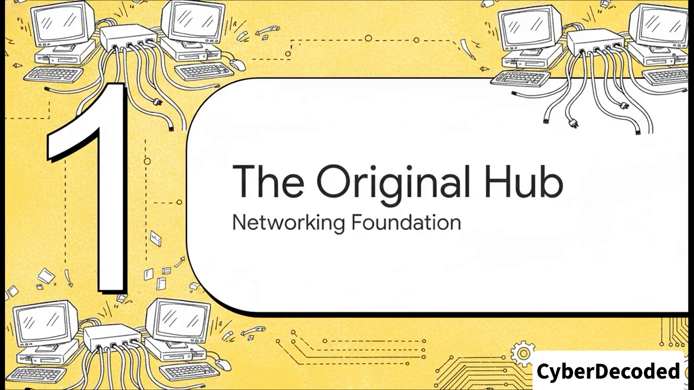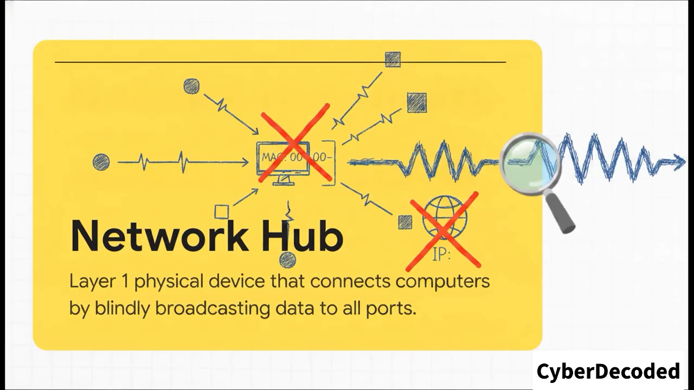Section 1. The original hub, the foundation of networking. To really understand how we securely connect thousands of computers today, we have to look back at the original, somewhat primitive solution. A network hub operates entirely at layer 1 of the OSI model. That's the physical layer. It deals exclusively with raw electrical signals and bits. Now, the crucial thing to remember here is that it has absolutely zero intelligence. It can't read MAC addresses, it can't read IP addresses, nothing. If an electrical pulse comes into one port, the hub just blindly pushes it out to every other single port.